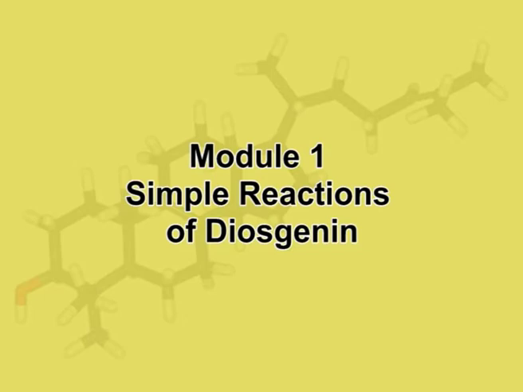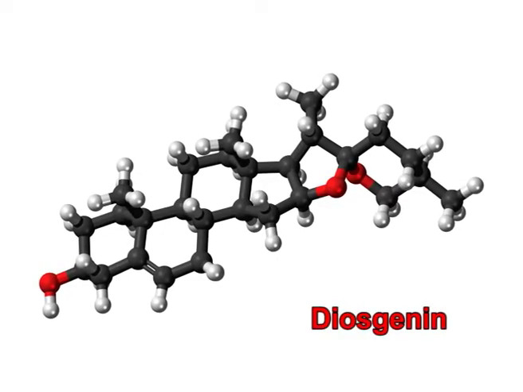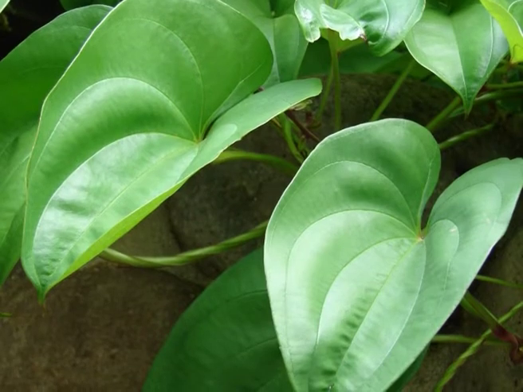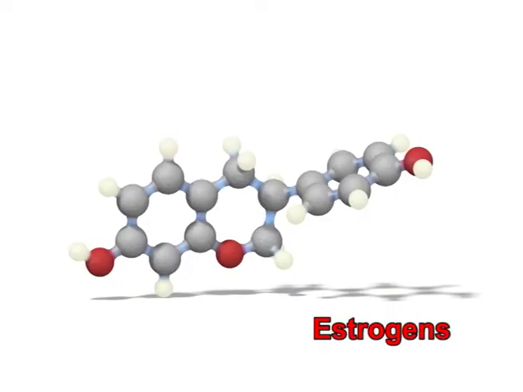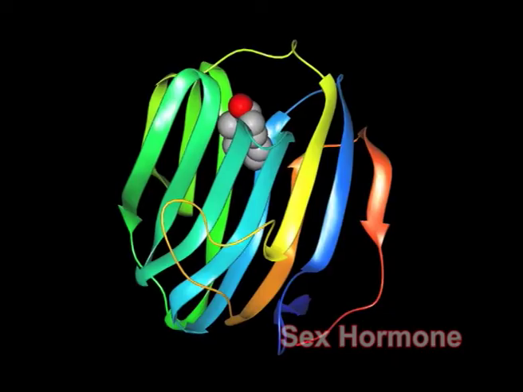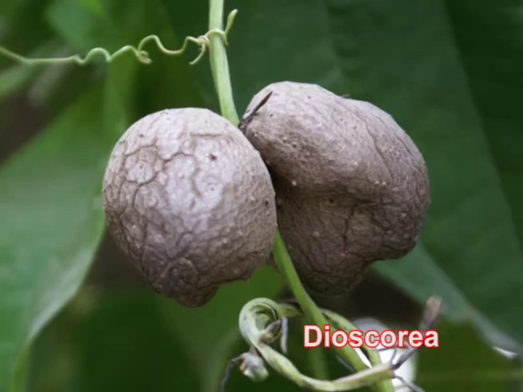Module 1, Simple Reactions of Diosgenin. Let's start with simple reactions of diosgenin. Diosgenin is a steroidal sapogenin obtained from the tubers of Dioscorea species of the family Dioscoreaceae. Chemically, it is a steroidal sapogenin, 3-beta-25R-spirost-5-en-3-ol, and a source for steroidal contraceptives, topical hormones, estrogens, progestogens, androgens and sex hormones. The sources are yams of different species of Dioscorea.